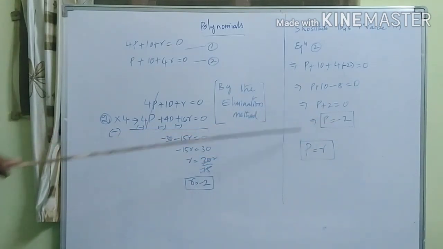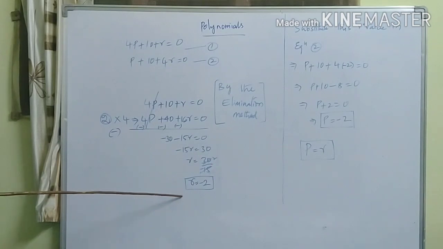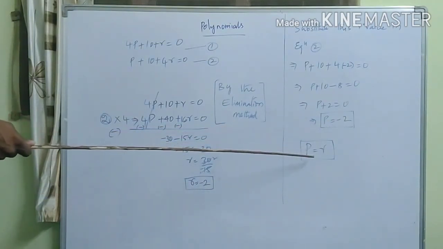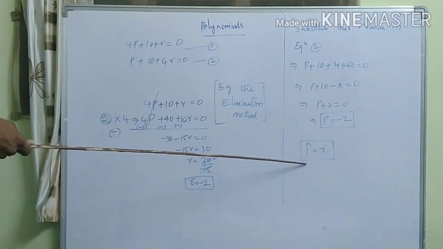So, R value is equal to minus 2, P is minus 2. So, here finally the result is P is equal to R.